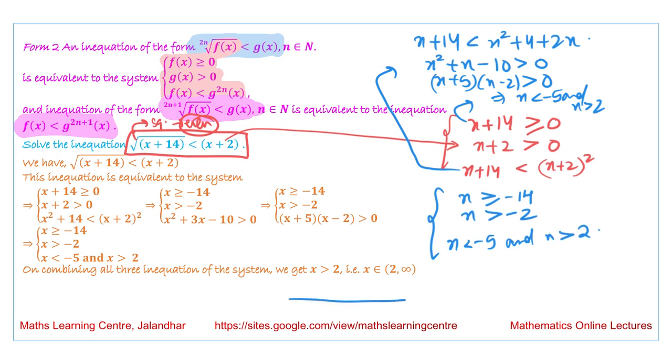If we plot these on the number line, we have the number minus 14 over here, then we have the number minus 5, then minus 2, and this number is 2.